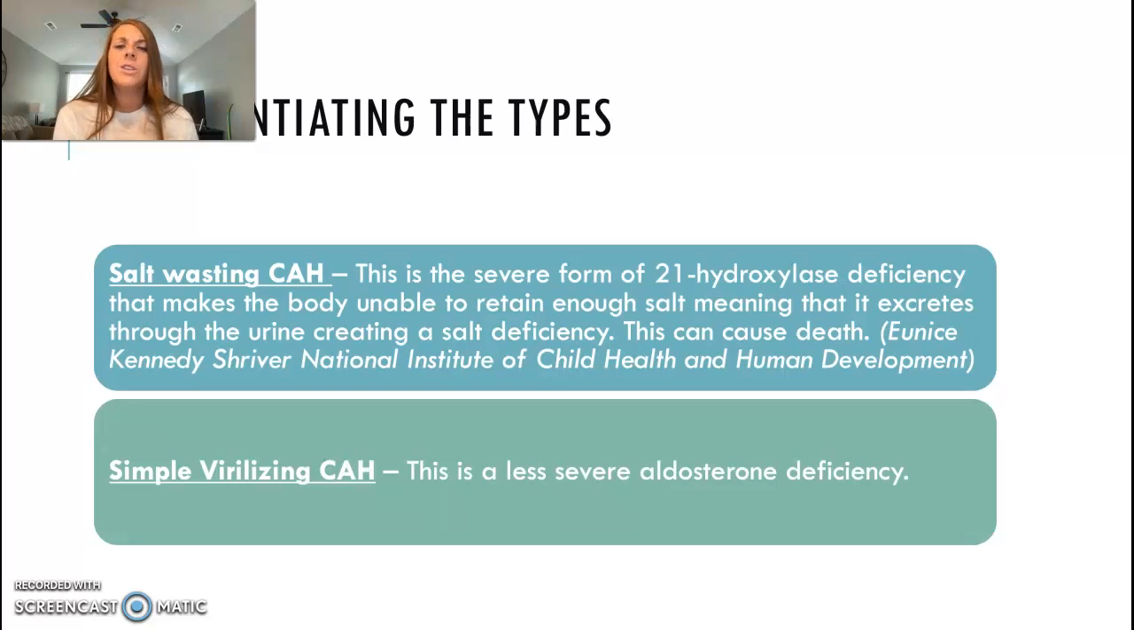So there is another form that we talk about, and it's going to be the simple virilizing form, which is just the basic congenital adrenal hyperplasia. So when talking about the simple virilizing CAH, it's not necessarily as important as our salt-wasting kind, because it's not going to cause death the way that the salt-wasting kind can. But it is still one of the types of congenital adrenal hyperplasia that we can see.